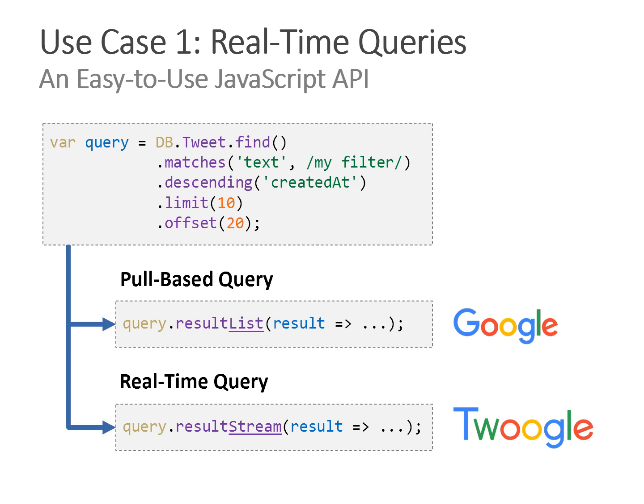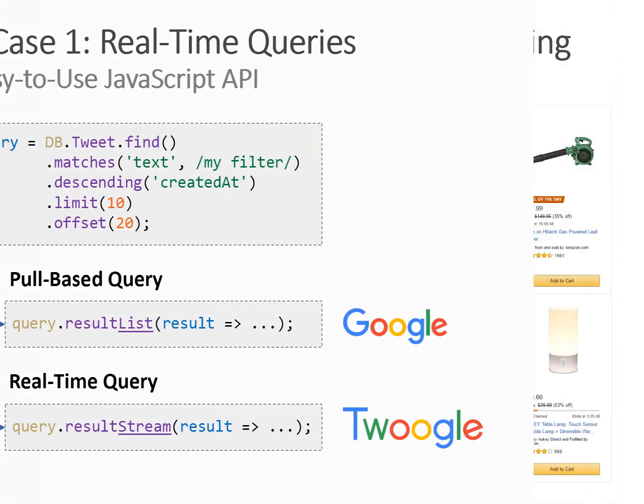So you have your query object, execute a query function, and provide a callback function that is called whenever there's a result. And for the pull-based query, it's just called once because there only is a single result. And for the real-time query, it's called whenever the initial result is returned or when there is an update. So this is a very easy way to execute and create real-time applications.